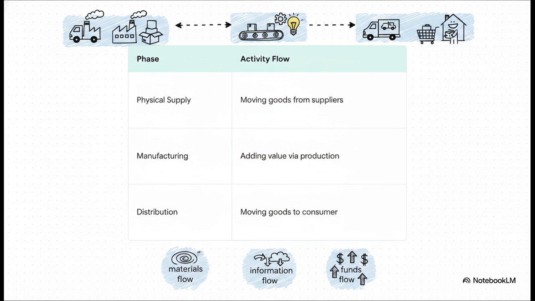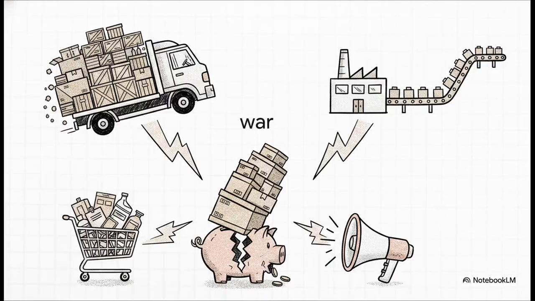And finally, physical distribution, moving those finished goods out of the warehouse and into the hands of the actual consumer. Through all three of these phases, we're managing a constant flow of materials, information, and funds. But, and this is a massive but, there is a dramatic built-in conflict here. Within a traditional company, the departments managing these flows are virtually at war with each other.